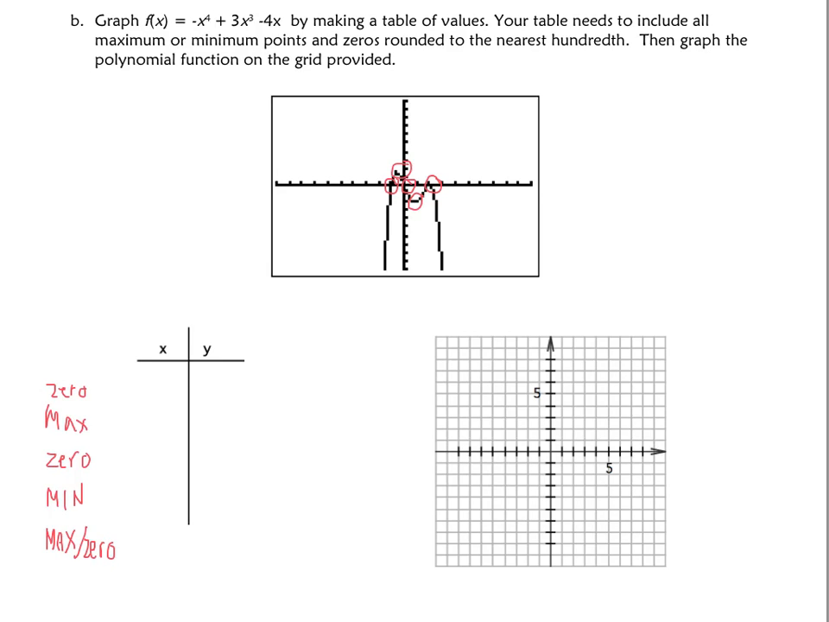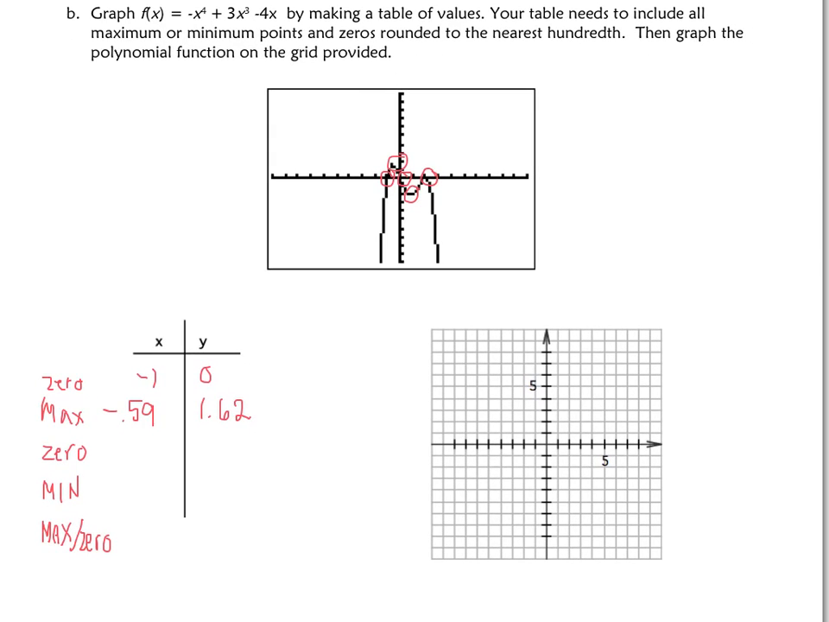Right, so for all of these, it's second calc, and then you decide which one it is. The first one's a 0. It's going to be at negative 1, comma 0. Then we have a max. It's at negative 0.59, 1.62. At this point, you may want to just pause your video to make sure that you're also getting these values. Okay, so then our 0 is at 0, 0.